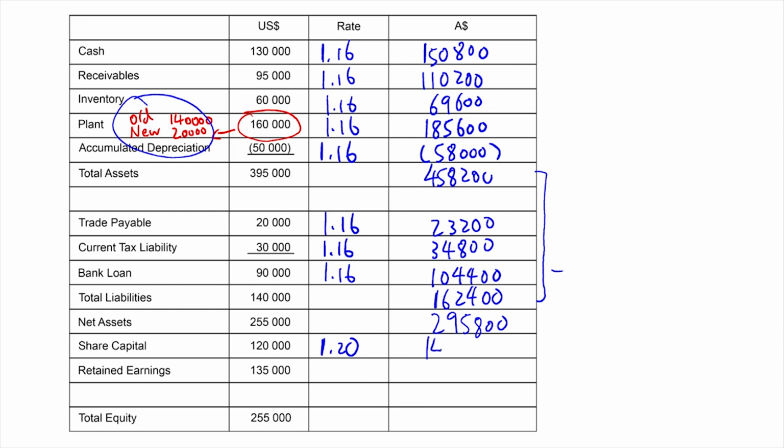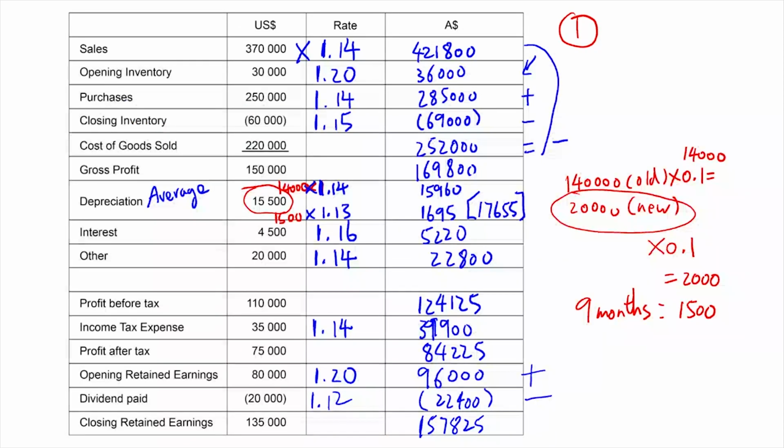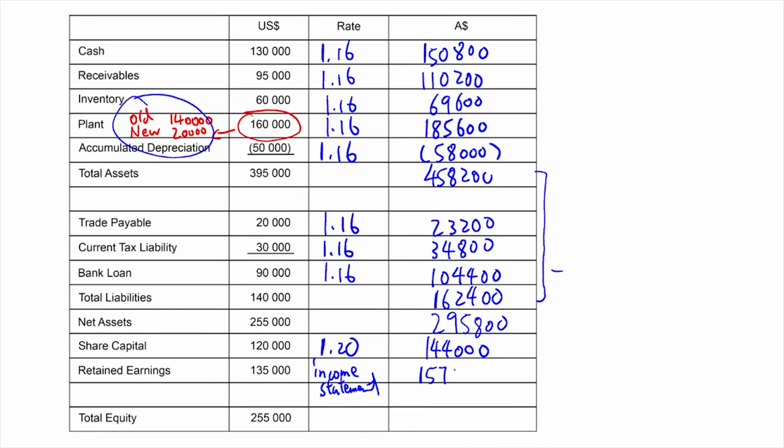Then we move on to translate the capital. The capital is 144,000. And then you can see that you're stuck now because we can't translate the retained earnings because the retained earnings come from different sources. Also, we can't really balance the account at the moment. But what you can see is that the retained earnings actually come from the income statement. Why do I say that? Because when you go back to the income statement, you can see that we got 157,825. You already calculated your closing retained earnings. Right now, you can copy it across to your balance sheet.